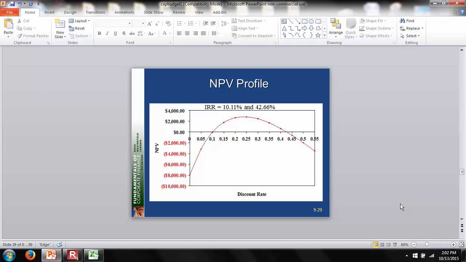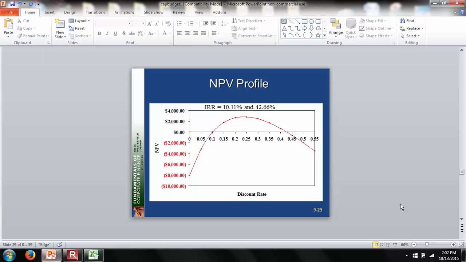So if you do the NPV profile and plot it, what you find here is that you can get two answers. So IRR equals 10% and IRR equals 42.66%. In both these cases, the NPV is 0. So what does it mean?